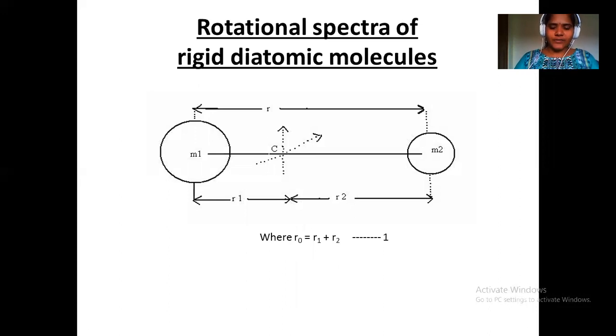Let's come to the derivation part: the energy levels of rotation, the different rotational energy levels, what their energy is, and whether it is quantized or not. Let's discuss that part now. The rotational spectra of a rigid diatomic molecule.